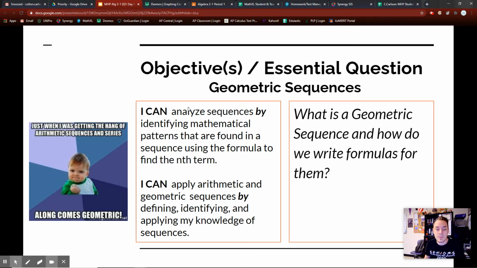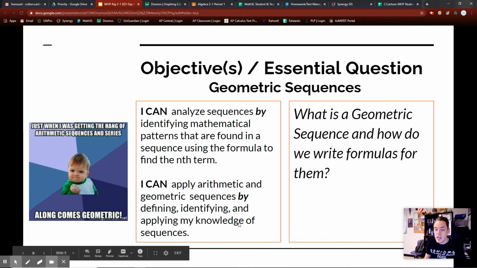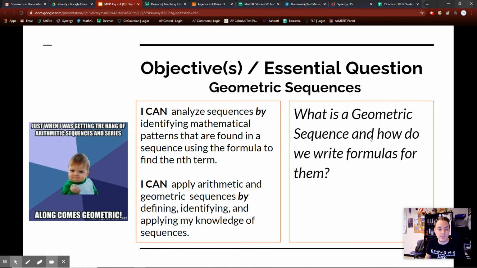What are the objectives? I can analyze sequences by identifying mathematical patterns that are found in the sequence using the formula, find the nth term. And then I can apply arithmetic and geometric sequences by defining, identifying, and applying my knowledge of sequences. So those are a little complicated. Really, you just need the essential question here. All right, we're ready to get started.